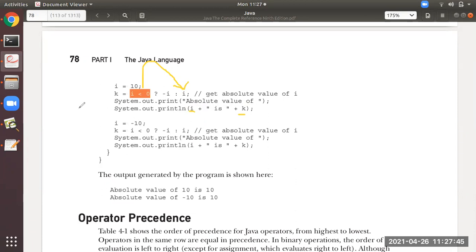Now over here i is equal to minus 10. So you see here in this ternary operator, expression 1, minus 10 less than 0, is correct. So the answer will be minus i, that is minus of minus 10, plus 10. So k will be initialized with plus 10. So the output will be i is minus 10, and k from the above statement is plus 10. This is one demo program for the understanding of the ternary operator.